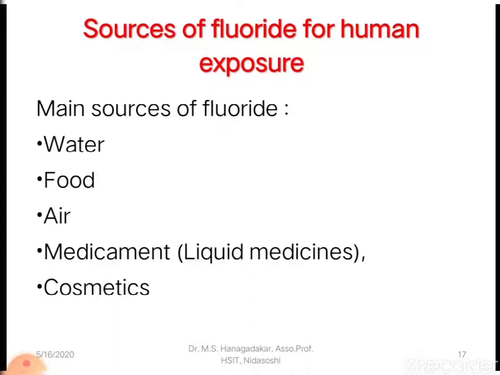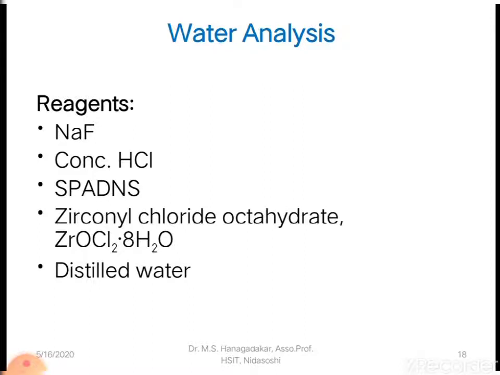So now, sources of fluoride for human exposure. What are the sources where fluoride is consumed by human beings? First one is water, food, air also contains it, and some medicaments like some liquid medicines also contain fluoride, and the cosmetics that we use also contain fluoride. Now this is about where we get fluoride, and the effects of fluoride on human beings, which we clearly discuss. We have harmful effects like dental fluorosis, skeletal fluorosis, bone related diseases like bone fractures, cancer, etc.